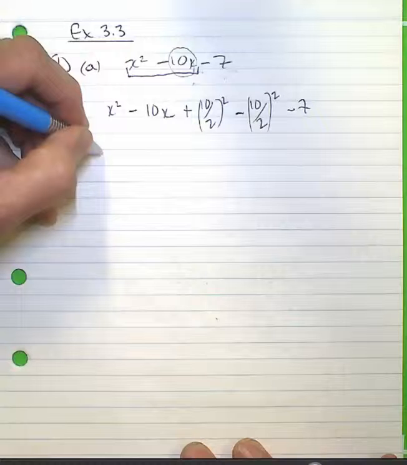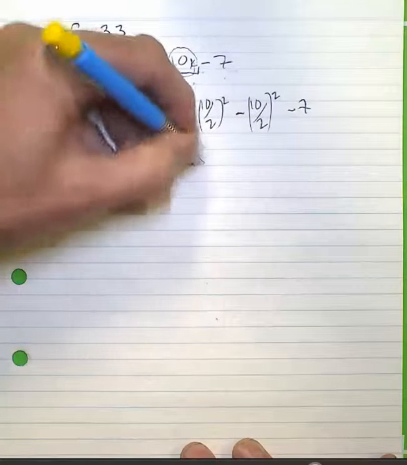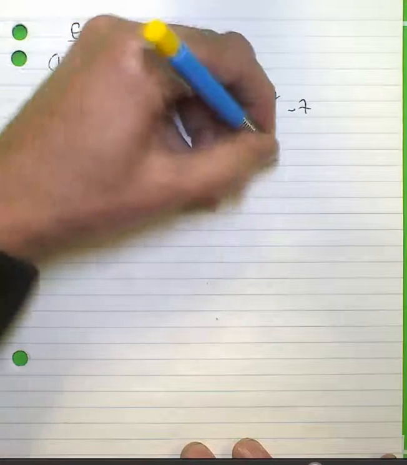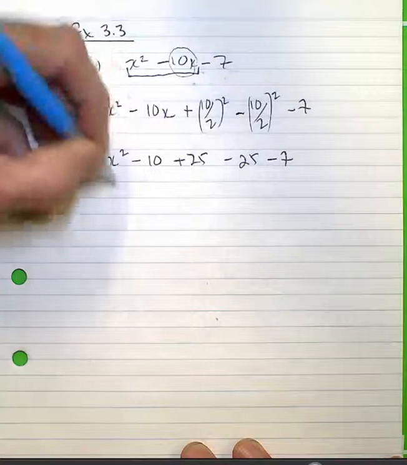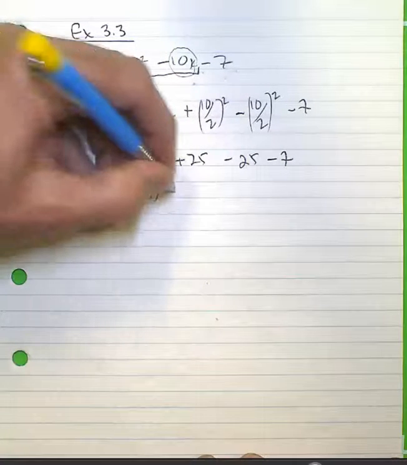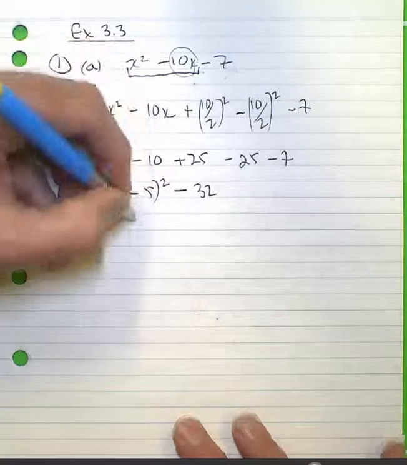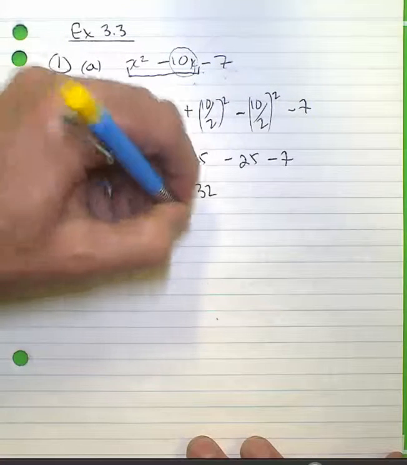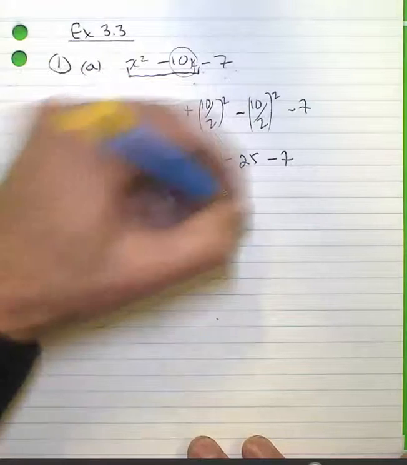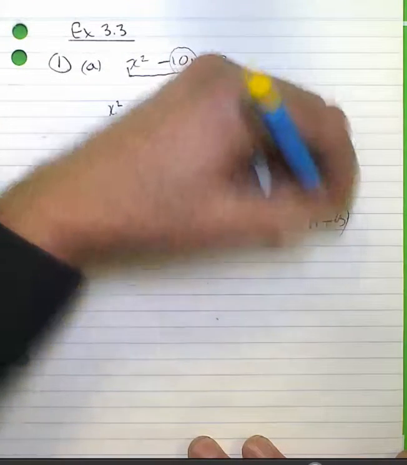So that becomes x squared minus 10x plus 25, minus 25, takes 7. And that therefore means (x minus 5) squared minus 32. Now we can see that this takes the form of the difference of two squares, a minus b, a plus b.